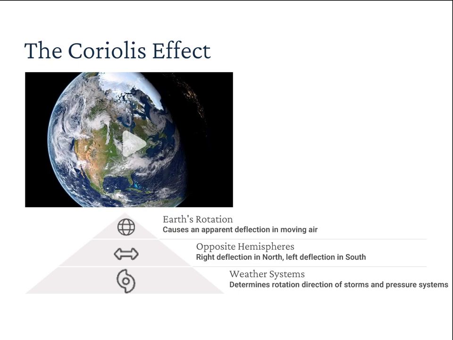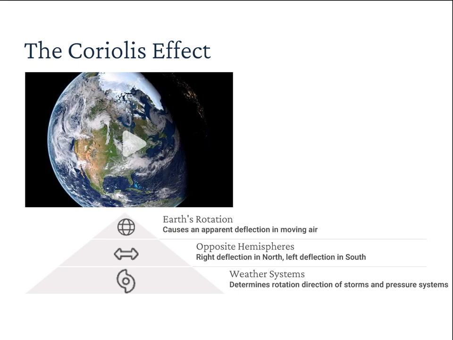Have you ever tried throwing a ball while on a spinning playground merry-go-round? The ball seems to curve away from where you aimed. This is a demonstration of the Coriolis effect, the apparent deflection of moving objects due to Earth's rotation. On Earth, this means in the northern hemisphere, moving air turns to the right. In the southern hemisphere, it turns to the left.